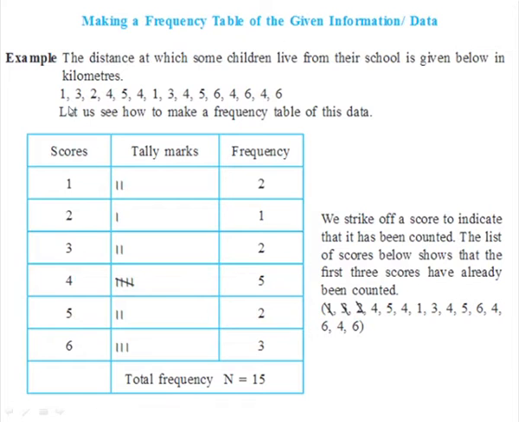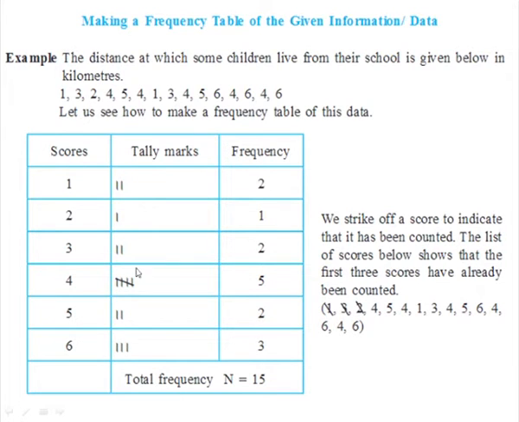Now after writing the scores, we will start making the tally marks for each score. Here the first score is 1, so we will put 1 tally mark in front of 1. Then the next score is 3, so we will put 1 tally mark in front of 3. Then 2, put 1 tally mark in front of 2. Then 4, put 1 tally mark in front of 4. Then 5, put 1 tally mark in front of 5. Then again 4 appears in the data, so we will make one more tally mark in front of 4 in the second column. Then again 1 appears, so we will make one more tally mark for 1 in the tally marks column. Then 3, 4, 5 and so on. Likewise, you will put the tally marks for the given scores.